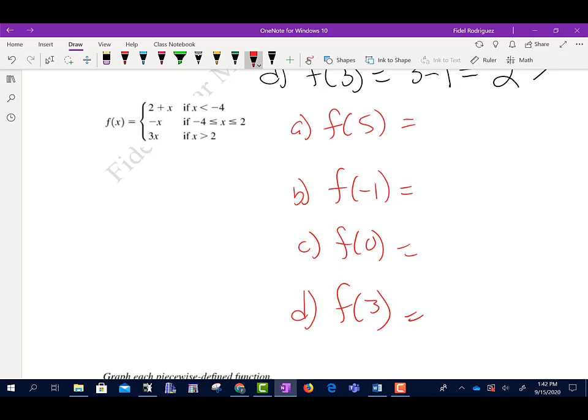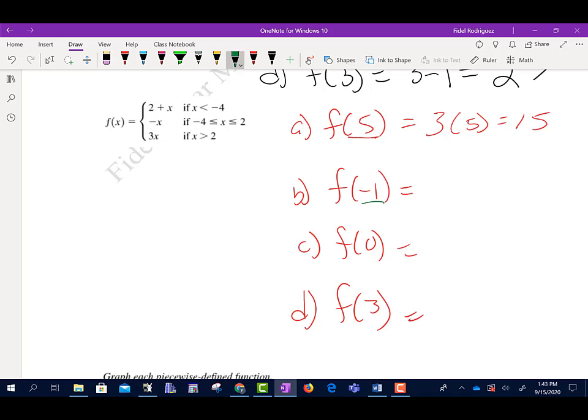So remember, when I'm using the number 5, I'm going to come back and look at these pieces here. Is 5 smaller than -4? No, it isn't. Is 5 between -4 and 2? No. Is 5 bigger than 2? Yes, it is. So I'm going to use this part of the function. So 3 times 5 is 15. Okay, all right, let's do that again. So now we're going to come back here.